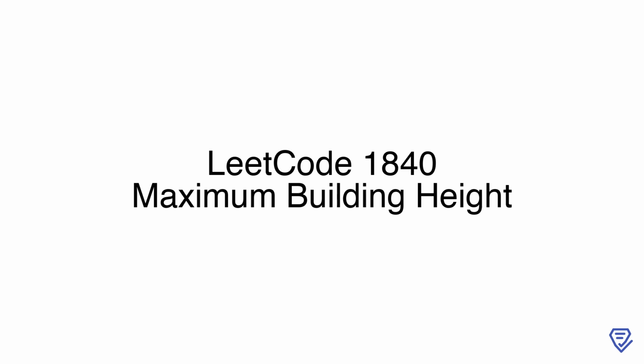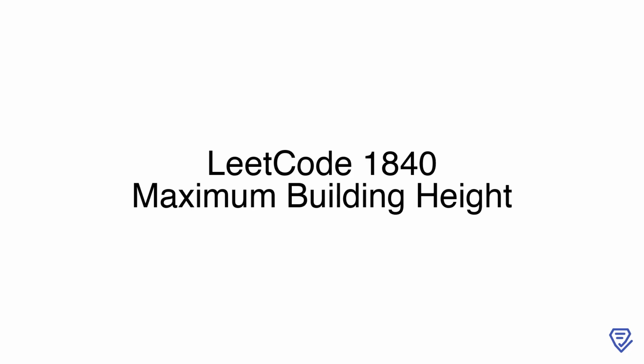Welcome! In this session, we'll explore LeetCode problem number 1840, maximum building height. This problem challenges us to determine the maximum height a building can reach while adhering to specific constraints. We'll walk through the problem, analyze the constraints, and discuss the optimal solution.